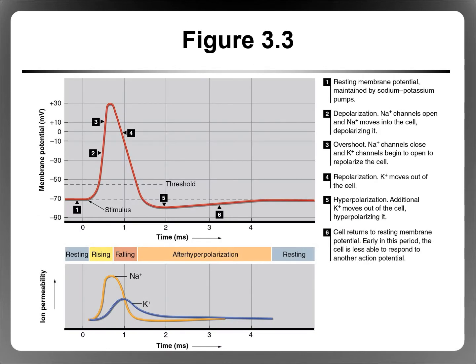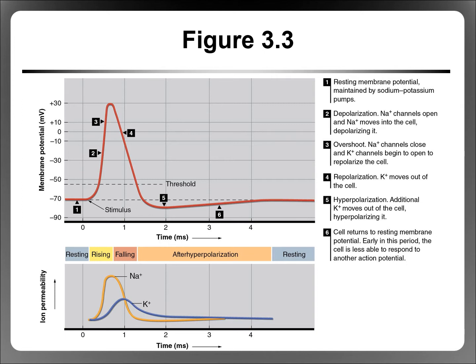This is an example of what an action potential will look like. If we start at the beginning, the resting membrane potential will be maintained by sodium-potassium pumps. Going through to depolarization, sodium ion channels will open, and sodium ions will move into the cell, therefore depolarizing it. These sodium ion channels will overshoot, and this will cause them to close, and potassium ion channels will begin to open to repolarize the cell. As the cell repolarizes, potassium ions will move out of the cell.